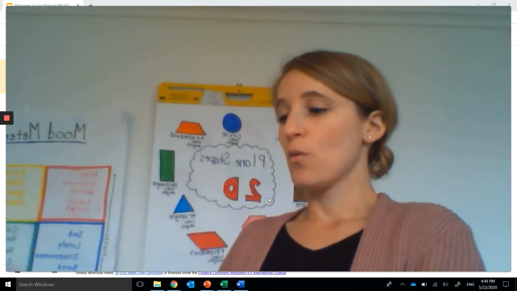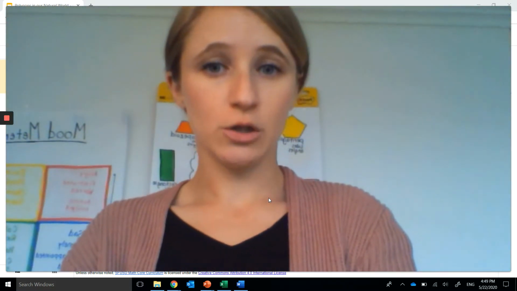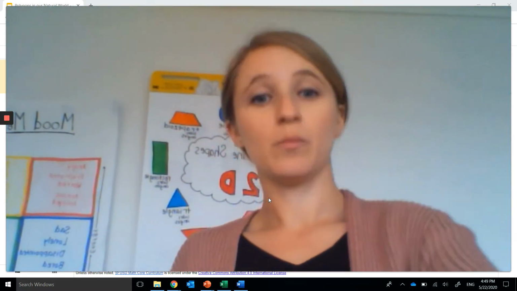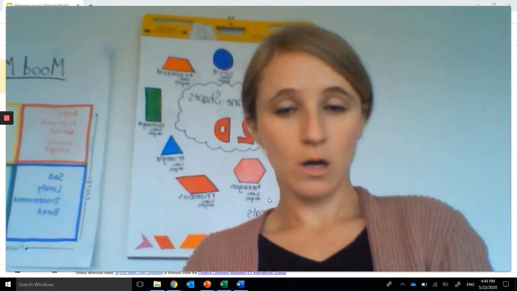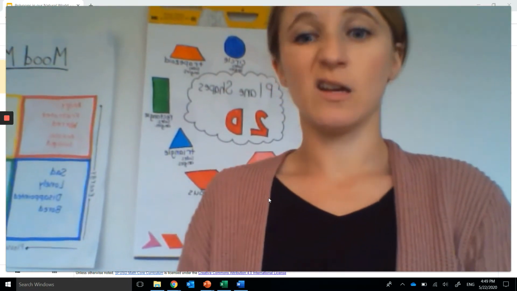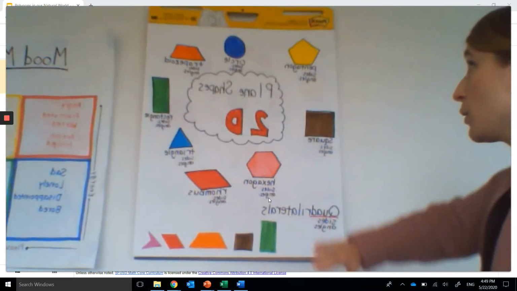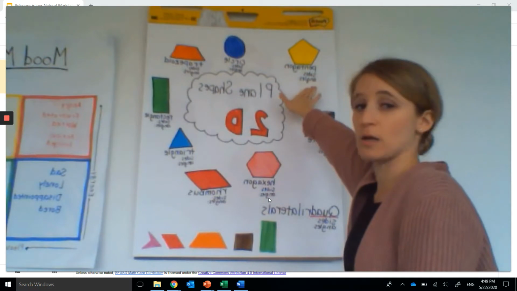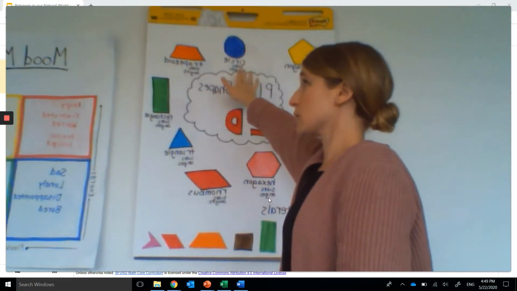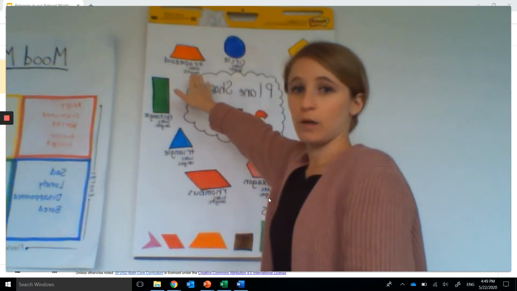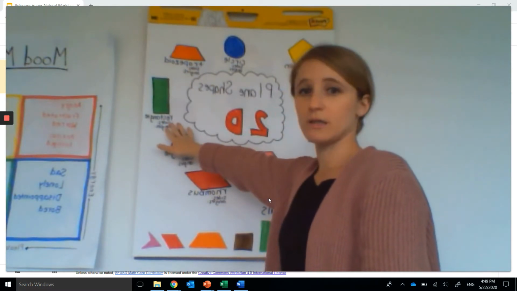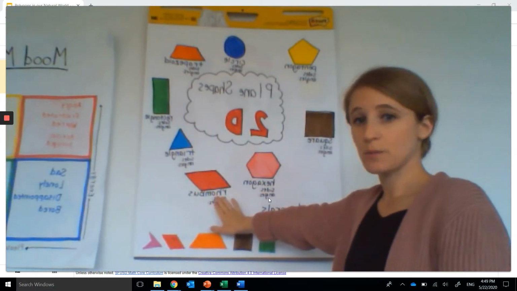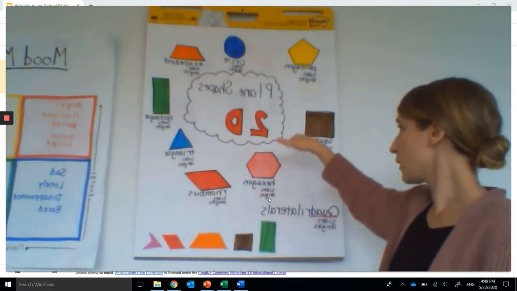Okay, we're going to start today by looking at 2D shapes. Now, 2D shapes are flat shapes, and we also call them plane shapes. So we're going to talk for just a minute about the different shapes and then about some of their attributes. So one of the shapes that we're going to call a 2D shape is a pentagon. We also have a circle, trapezoid, rectangle, triangle, rhombus, hexagon, and a square.